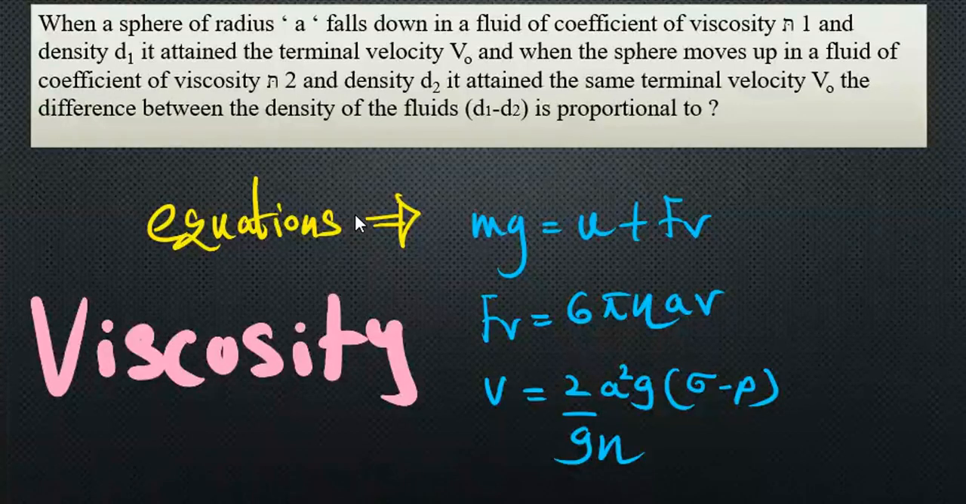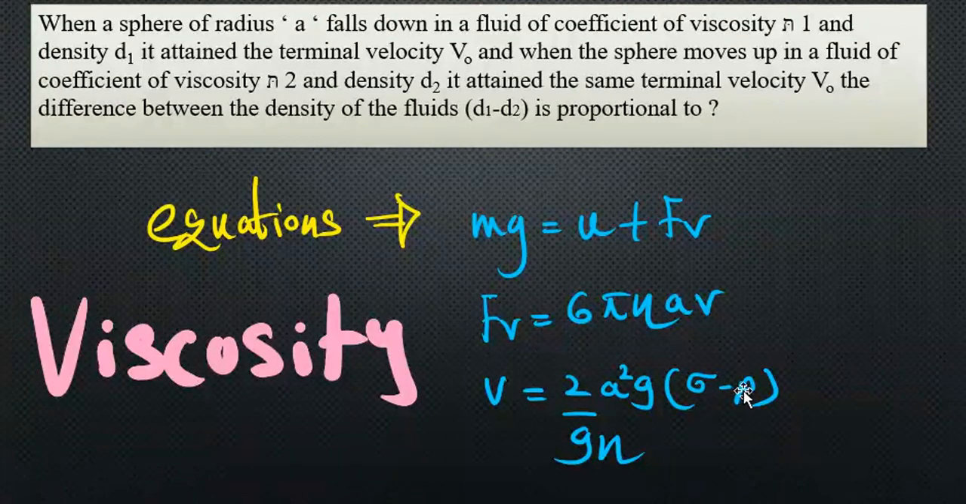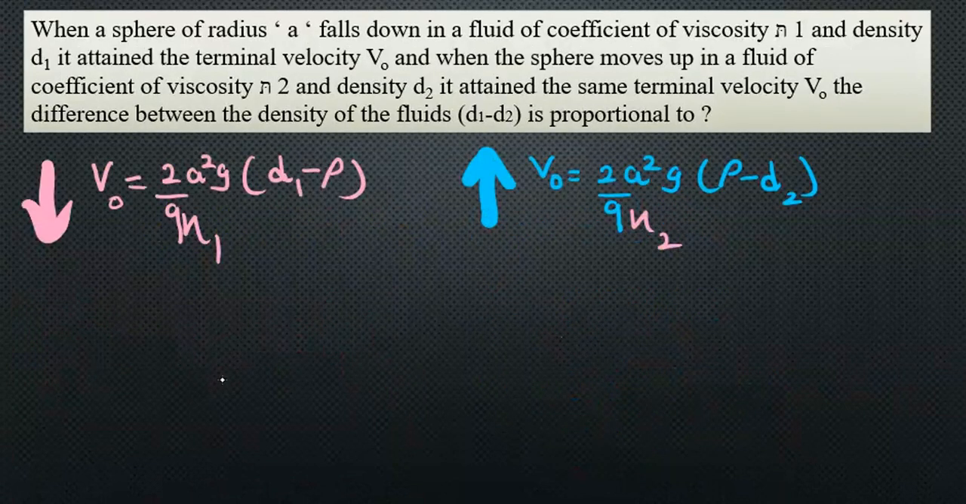Right here, our first equation: the weight downwards equals the upthrust plus viscous force, and the viscous force Fv equals 6 pi eta a v. Here a is the radius of the sphere, and the terminal velocity v equals 2 a squared g (sigma minus rho) over 9 eta. Here sigma is the density of the sphere and rho is the density of the liquid. Right, you should know these equations when you are doing this question. So let's apply the values here.